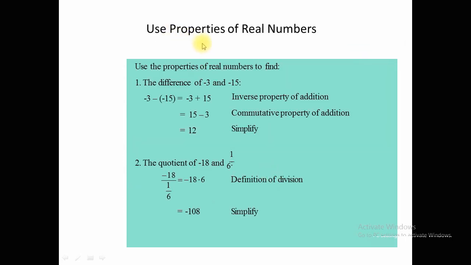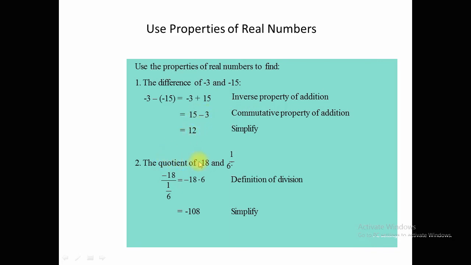Use properties of real numbers to find the difference of minus 3 and minus 15. The difference of minus 3 and minus 15 can be written as minus 3 minus of minus 15. So we get minus 3 plus 15. Minus and minus multiplied, we get plus 15, and this is called the inverse property of addition. So minus 3 plus 15 we can write as 15 minus 3. This is called the commutative property of addition, and after simplification we get 12.